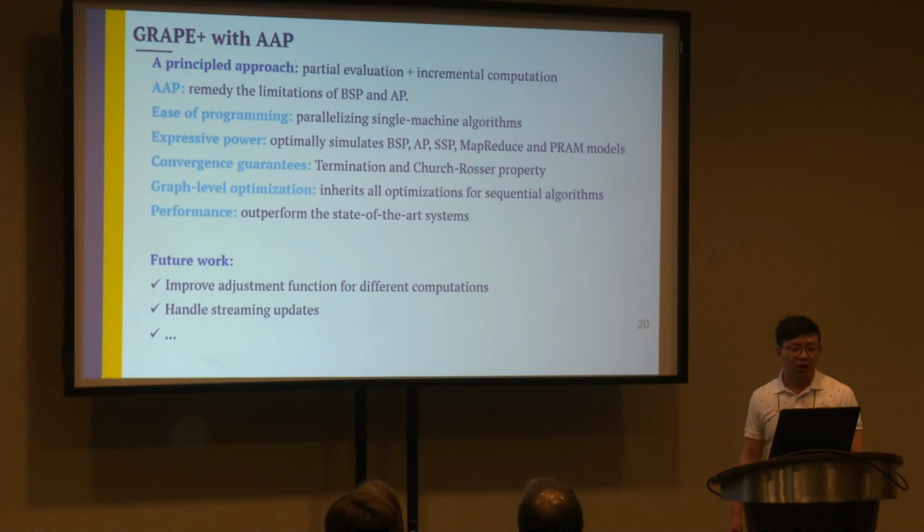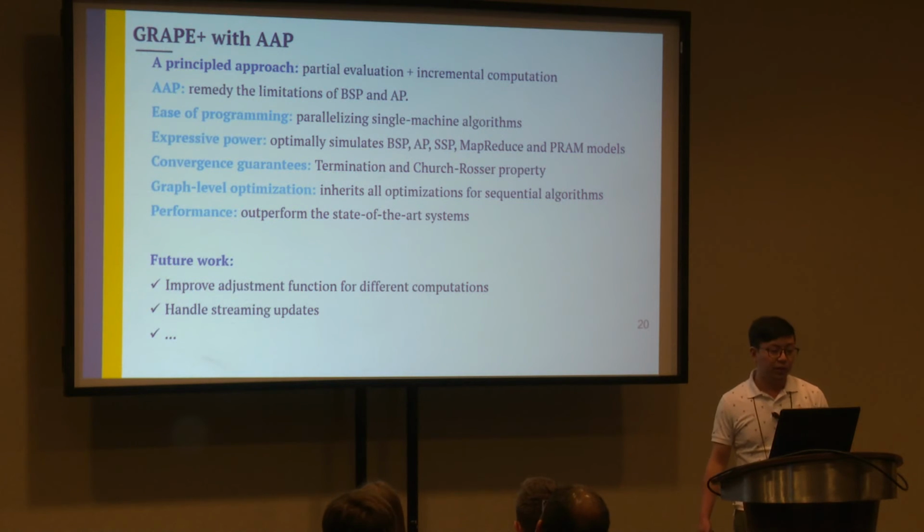To summarize, we proposed a new system called Grape Plus with the AAP model. It has a principled approach based on partial evaluation and incremental evaluation. It has a new parallel model, which we call AAP. It remedies the limitations of BSP and AP. It is easy to program. It has high expressive power, and can optimally simulate BSP, AP, SSP, MapReduce, and PRAM. It has convergence guarantees, and it inherits all graph-level optimizations and has good performance.